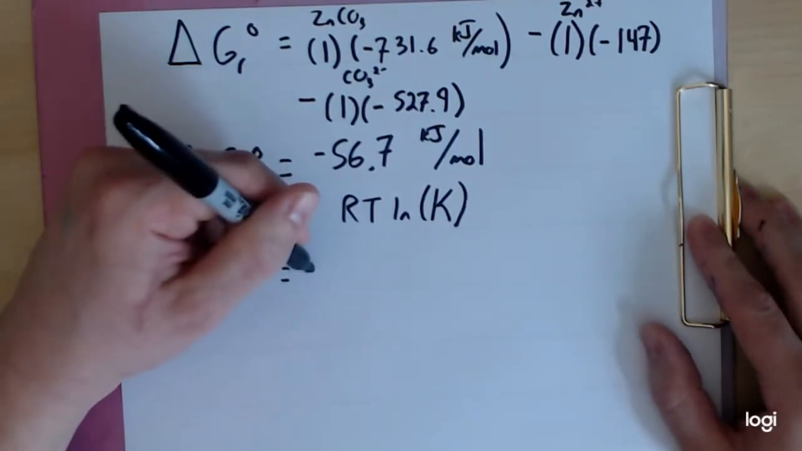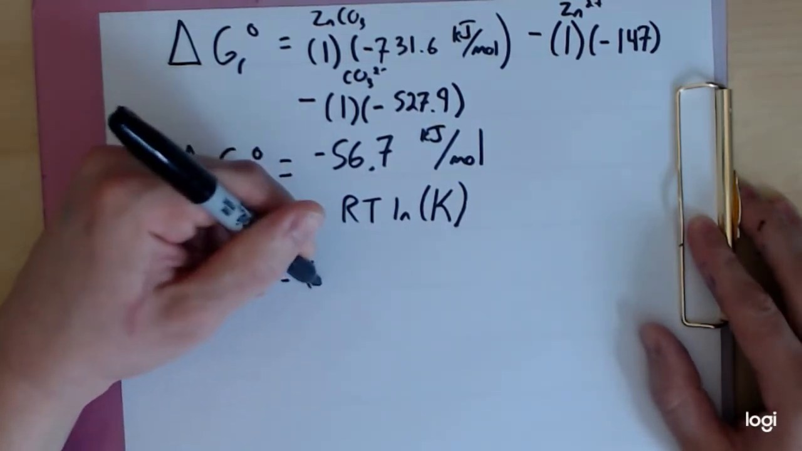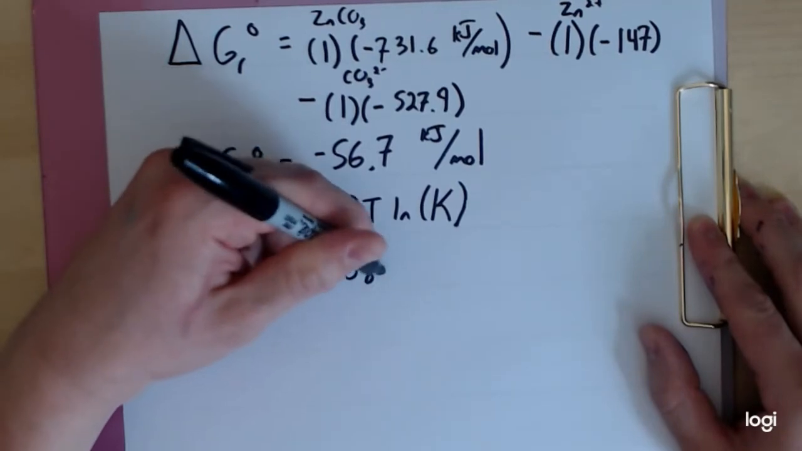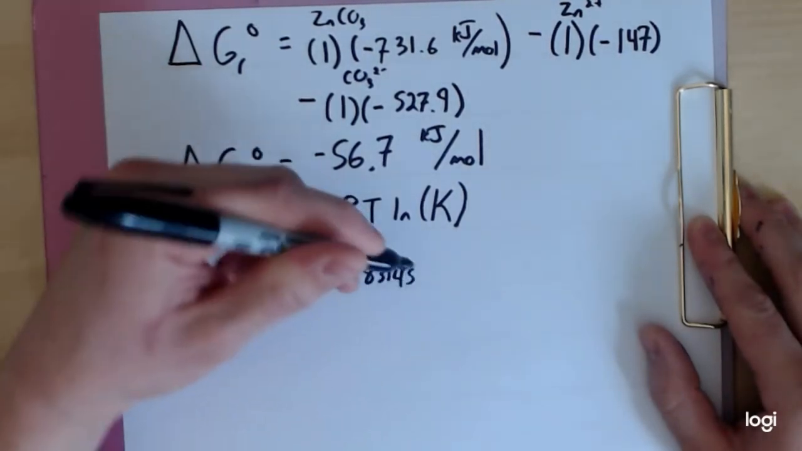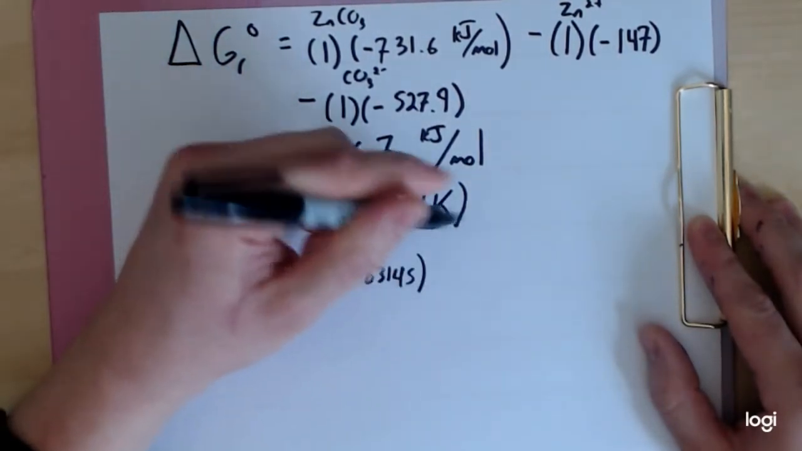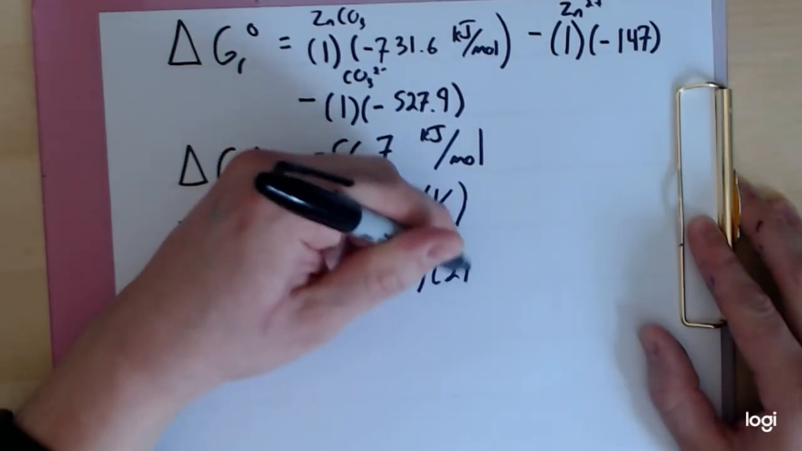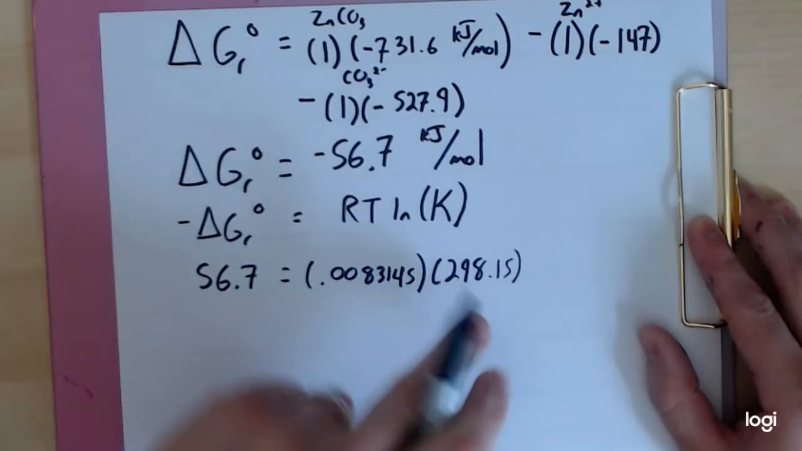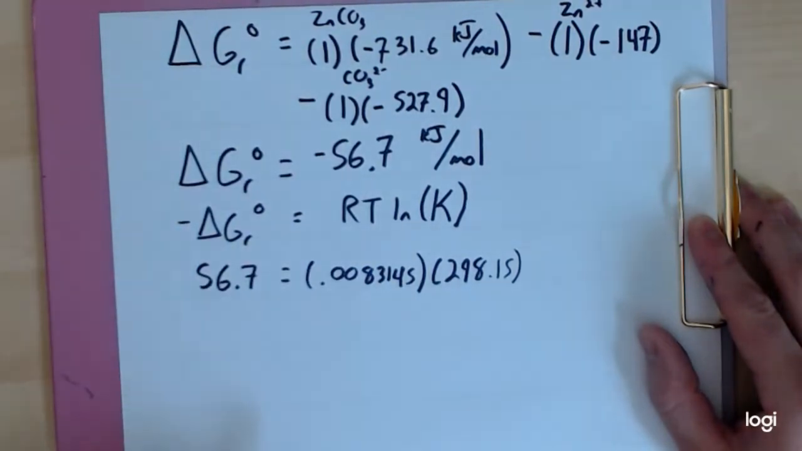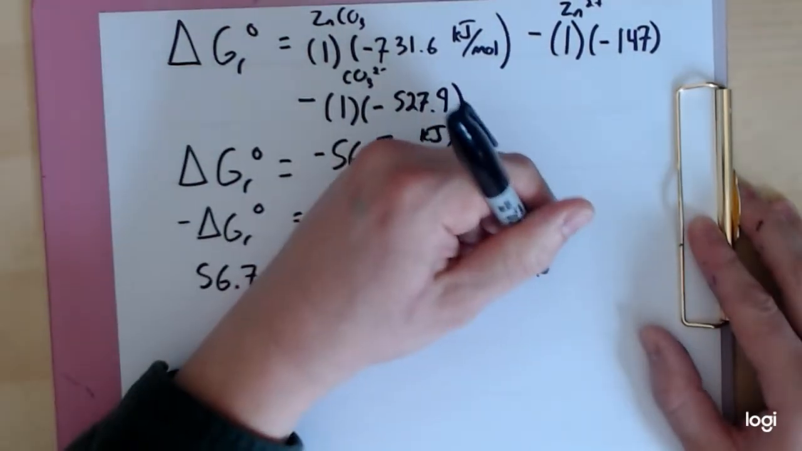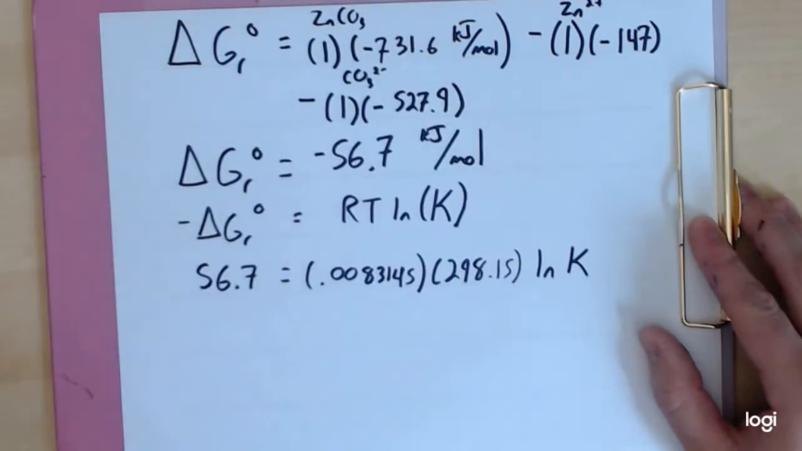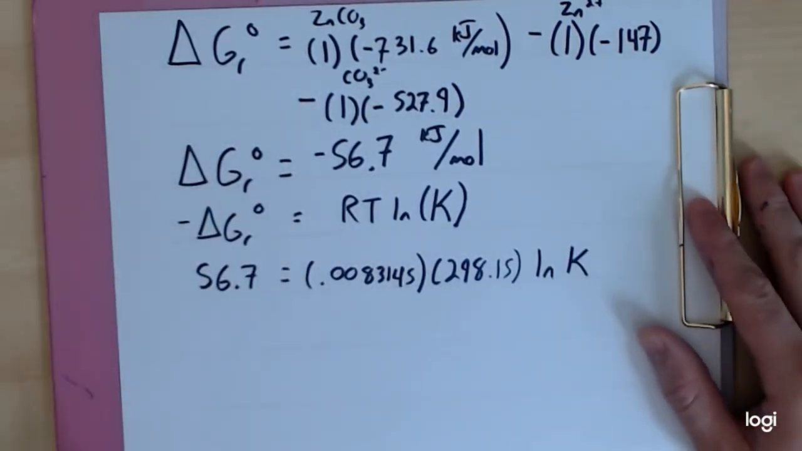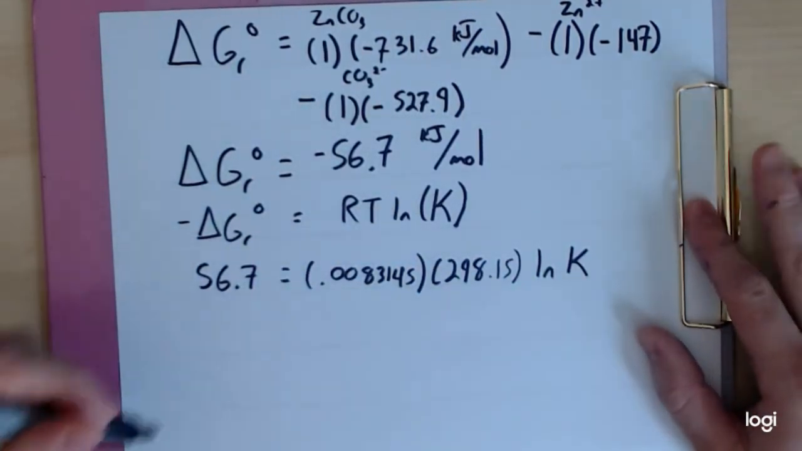And R is 0.008314. I hope you can rattle that off by now. The temperature of the reaction is 298.15 Kelvin. We said 25 degrees Celsius. Everything always has to be in Kelvin. Times log K. So now just rearrange this and exponentiate both sides.